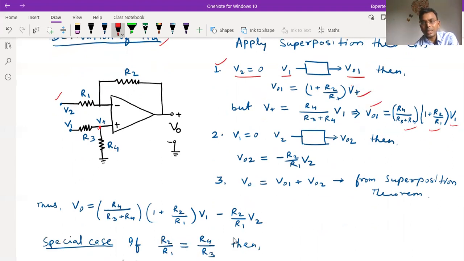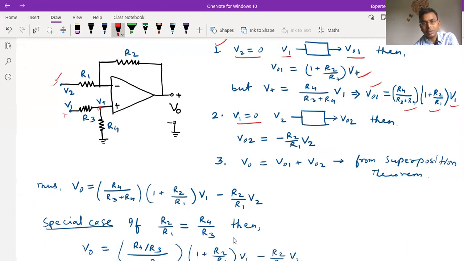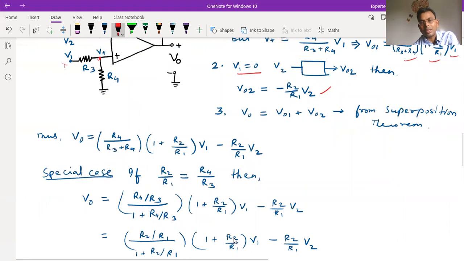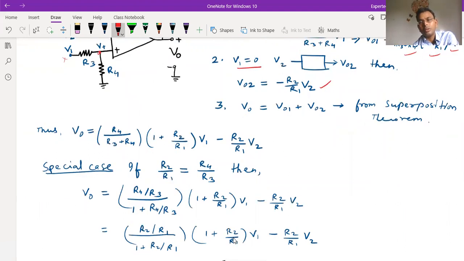So in the second case, we are taking V1 equal to 0. This is not present, only V2 is present, and the output is VO2. Because it is applied in inverting mode, the gain is minus R2 by R1, so VO2 is equal to minus R2 by R1 into V2. Now third, we can put VO is equal to VO1 plus VO2. From these two equations, we are getting this expression.